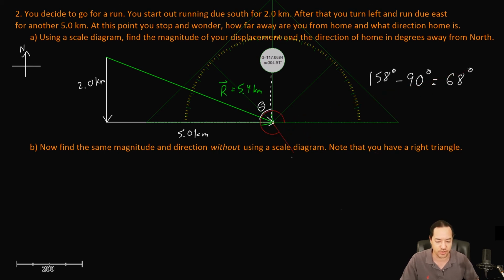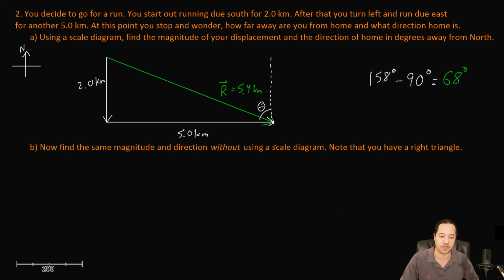Okay, so that's going to be our, let's do it in green, our degrees away from north. And this should be our answer then, okay? We're now 5.4 kilometers away from home as the bird flies, and we're 68 degrees away from north. So there you go, that's the answer. Now let's look at part B.